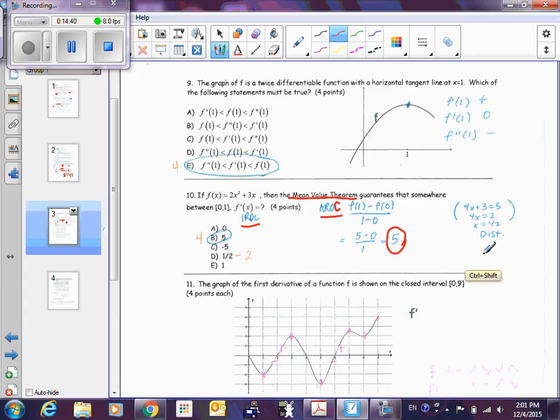And if we were to complete this problem, like how sometimes it asks us to, we would get x equals 1/2 because we would set the derivative equal to 5. But you don't have to do all of that. In this problem, it does not ask you for the value of C that satisfies mean value theorem. Really, all this is asking is, what does mean value theorem tell us that two things are equal? It tells us that the derivative, which is IROC, is equal to AROC. Once you find AROC, you're done.